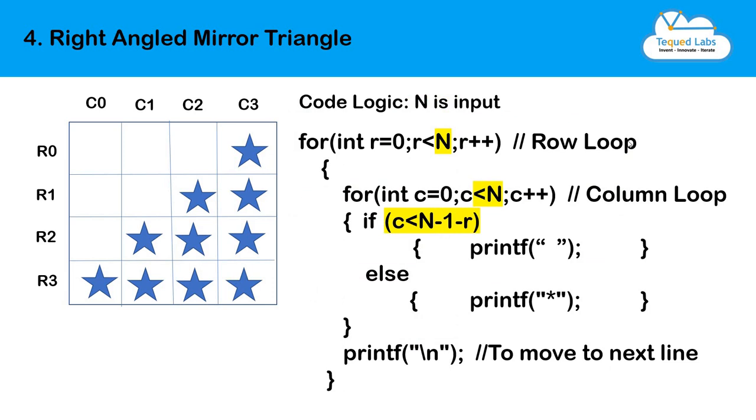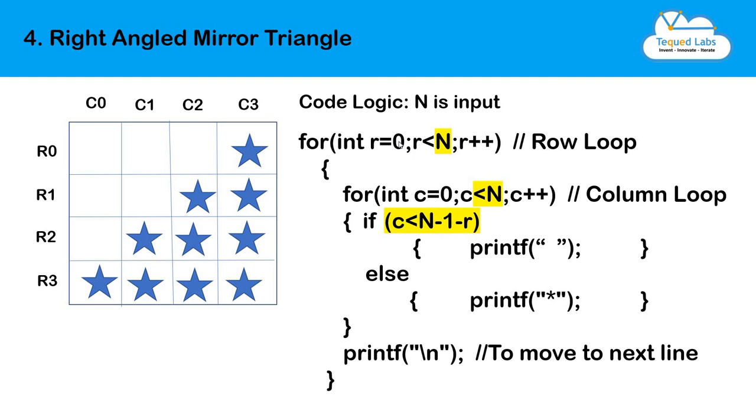Now, this is the code logic. R, that is rows, run from 0 to 3, it must run 4 times. And the column loop should also run 4 times, that is from 0 to 3. There is no change in it. But once you enter the column loop, you need to check what you have to print here. Either it is a space or a star. Now we have already arrived at a condition. If C, that is the column loop variable, is less than n minus 1 minus r, and it is true, then you're going to print a space. If not, you're going to print a star. Then after printing, you are going to move to a new line.